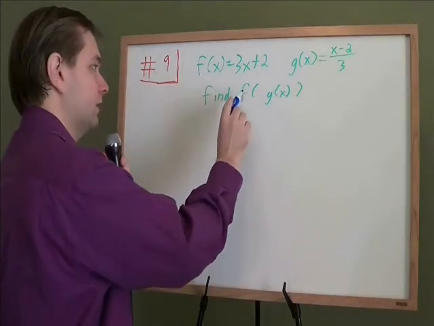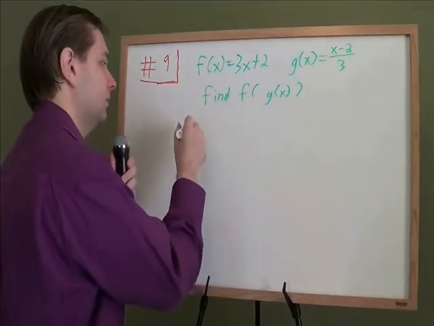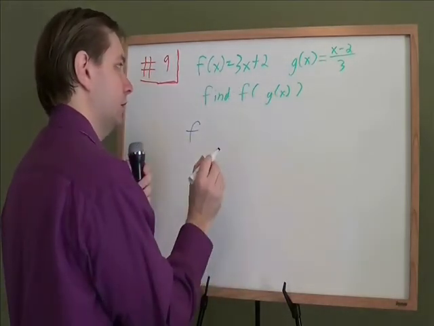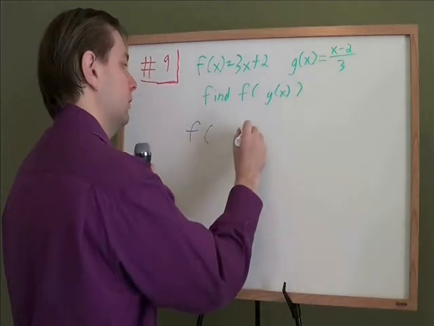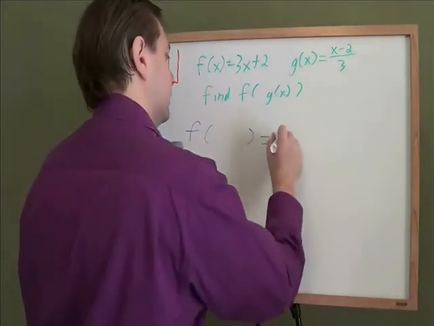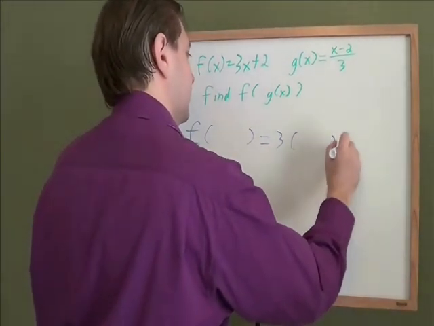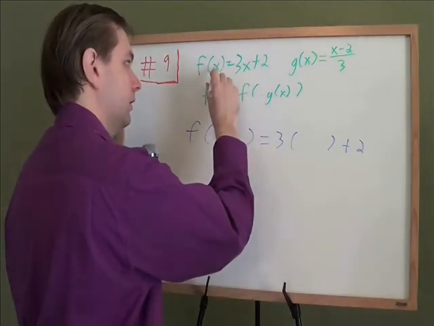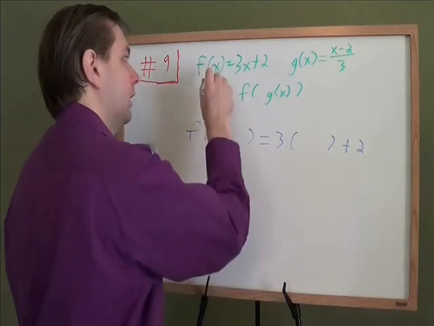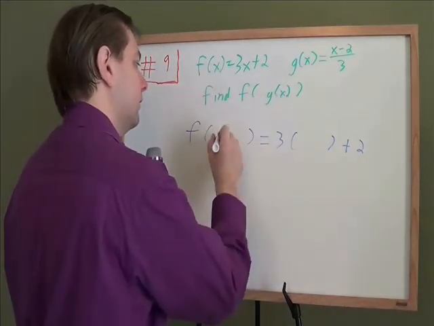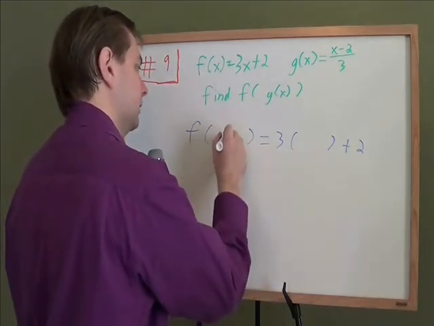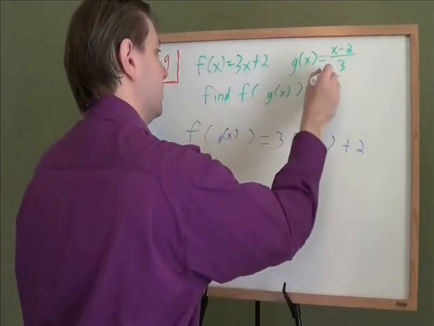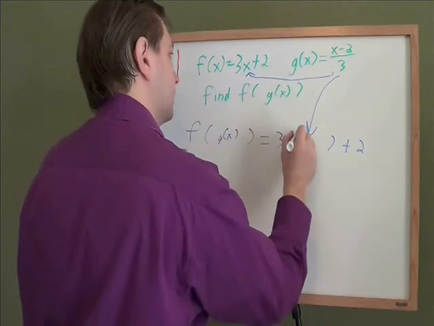On this problem, we've got to find f of g of x. The big trick there is to plug the inside function into the outside function. So first of all, f of something is 3 times something plus 2. Just whatever the x is in there, you plug into that spot. And what's in there is the whole function g of x. Which means we need to put that whole function into where the x was in the f function.